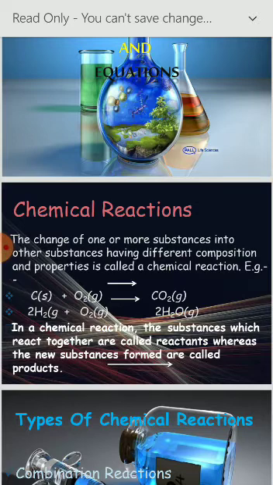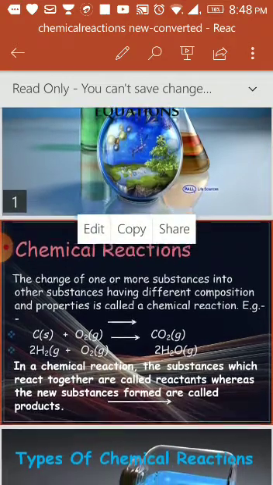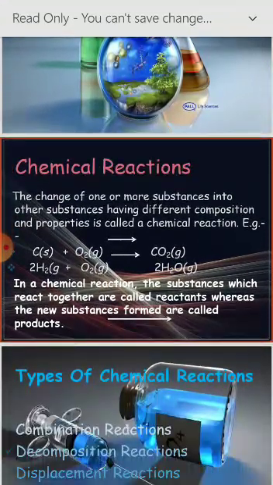So during a chemical reaction, a new substance is formed. For example, when we burn the magnesium ribbon, magnesium reacts with atmospheric oxygen and forms magnesium oxide. So it's a permanent change. It's a chemical change. Every chemical change is accompanied by chemical reactions.